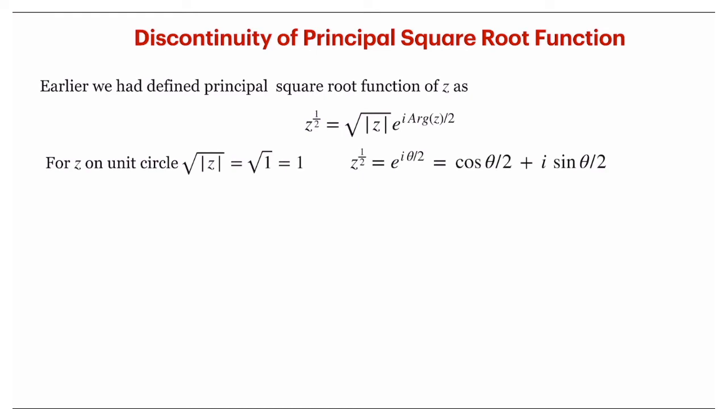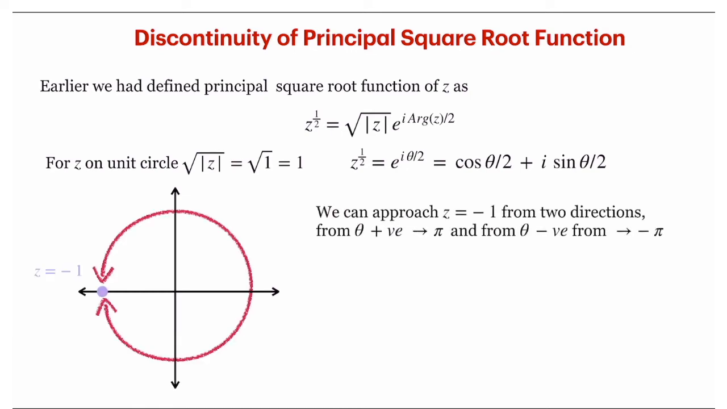So let's look at what happens to this function on the unit circle. Let's assume that the modulus of z is 1, and the square root of that is also 1. So we have z to the power half equal to e to the power i theta by 2, or cos theta by 2 plus i sin theta by 2. We have a plane here, the xy plane or uv plane, where I plotted z equal to minus 1. We have to essentially compute the limit and the value of the function. If the function is approached from a different path, whether it leads to a similar or dissimilar result, that is what we need to see.